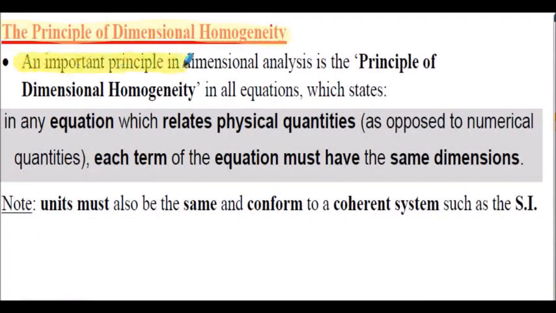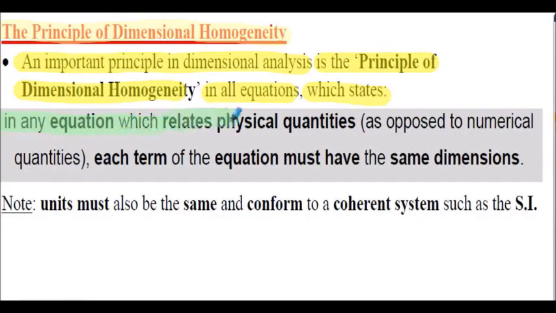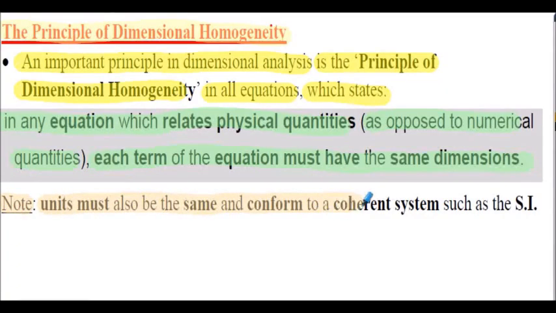An important principle in dimensional analysis is the principle of dimensional homogeneity in all equations, which states the following. In any equation which relates physical quantities as opposed to numerical quantities, each term of the equation must have the same dimensions. Note, units must also be the same and conform to a coherent system, such as the SI.